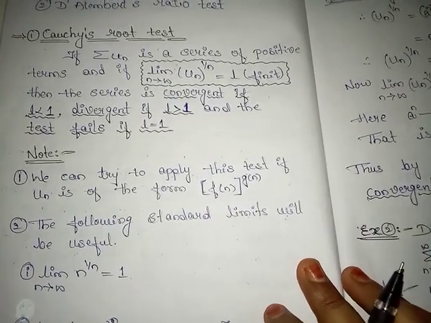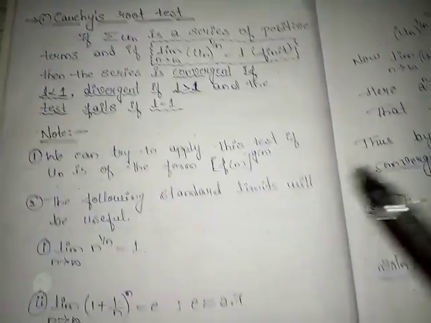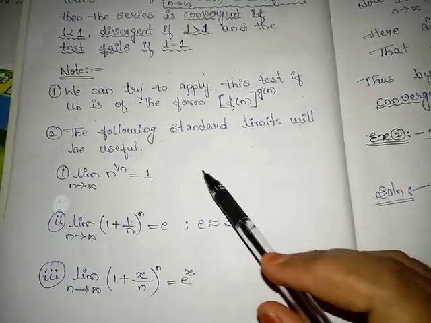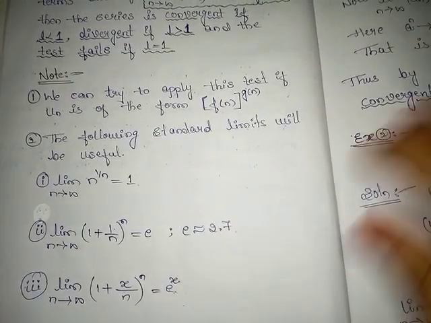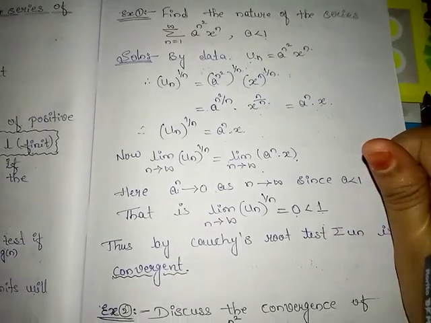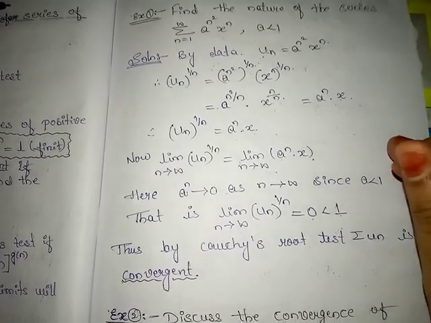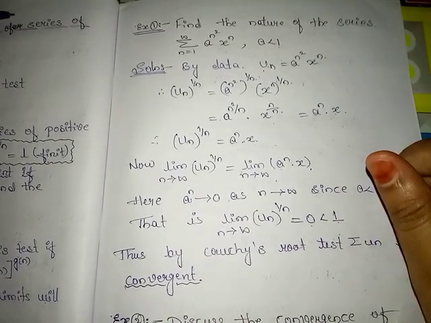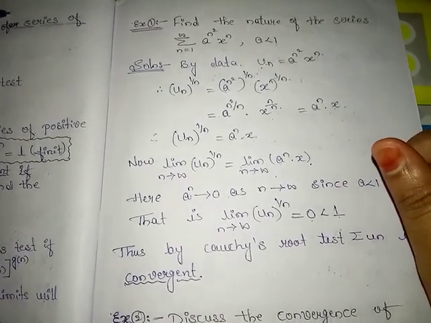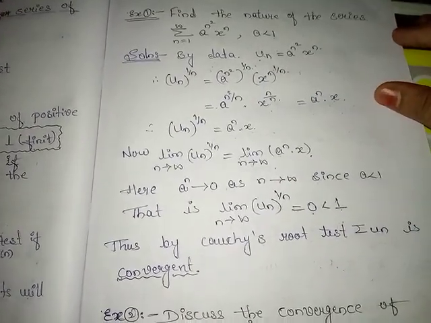Write down the notes and understand the statement of Cauchy's root test, and remember these 3 results. These are most important while solving the examples. I have solved 4 examples here; go through them one by one. These are very simple examples. If you understand how to solve these examples using Cauchy's root test, you can solve many more examples in the examination.